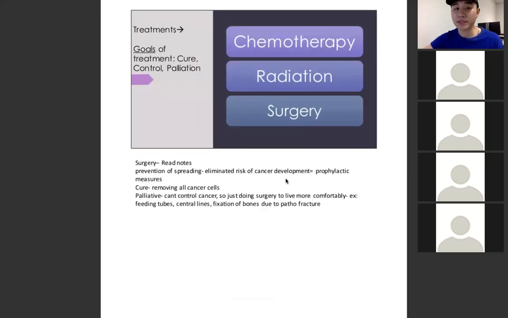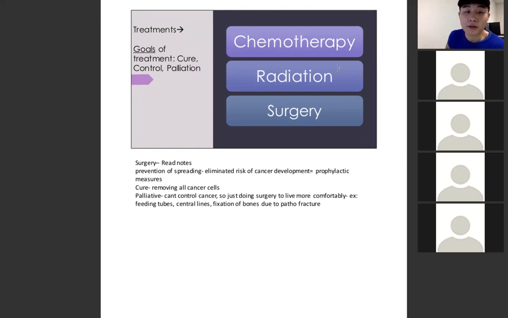So what are the treatments? The treatments are chemotherapy, radiation, or surgery. Goals of treatment include trying to cure, trying to control, or palliation, where we accept and provide the most comfort care for the patient instead of curing the disease and having the patient go through a lot of pain.